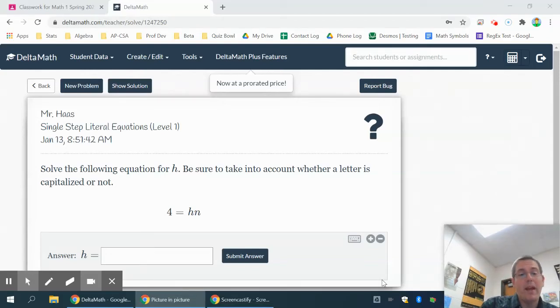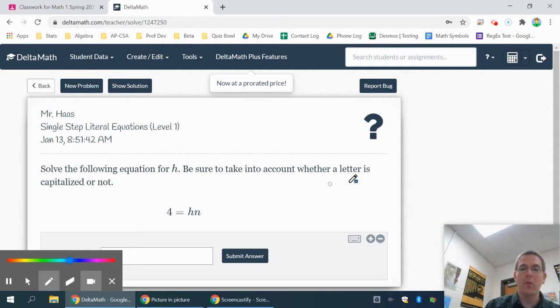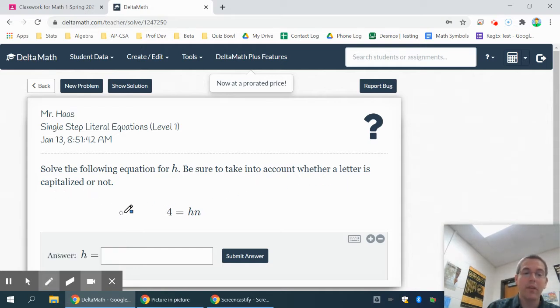Another thing in this Delta Math is literal equations. Remember, with literal equations we're just solving for the variable they tell you to, so you've got to read and tell which one. It also tells you to pay attention to whether a letter is capitalized or not. When you type these in, it matters a lot if you type a capital or a lowercase letter, because they view those as two different letters.